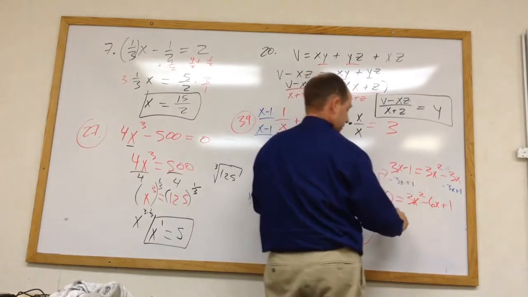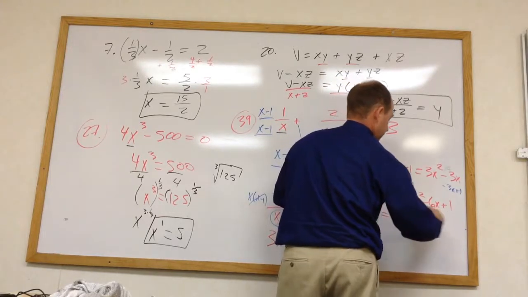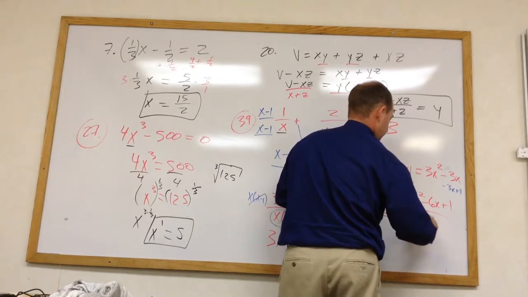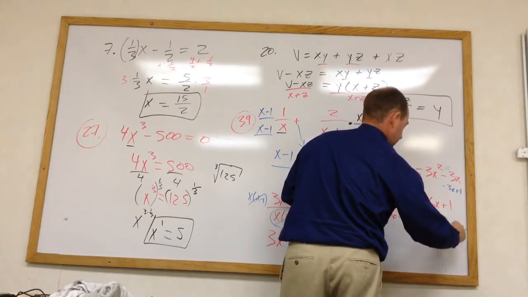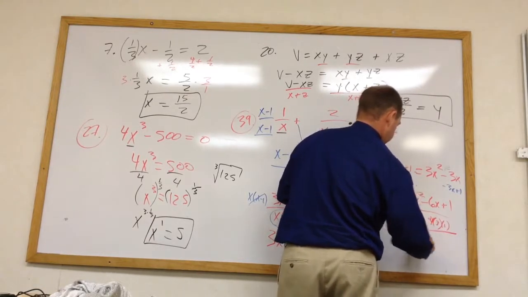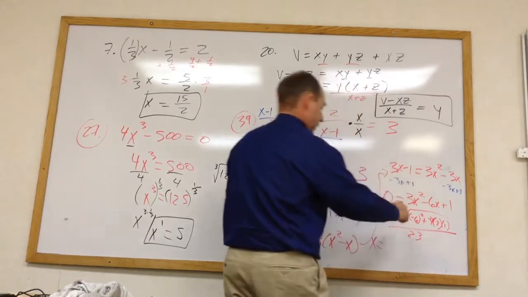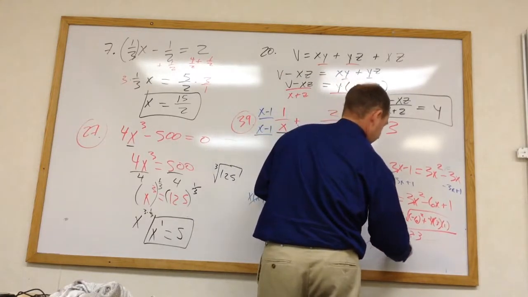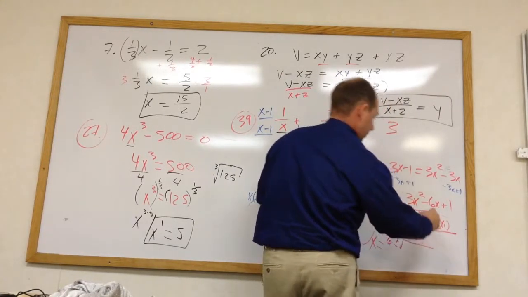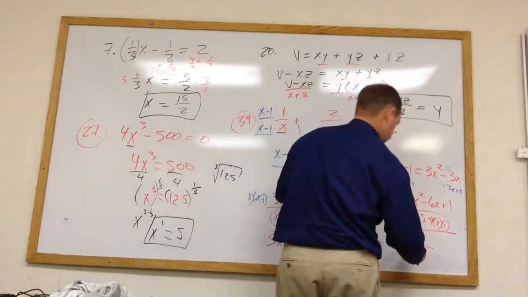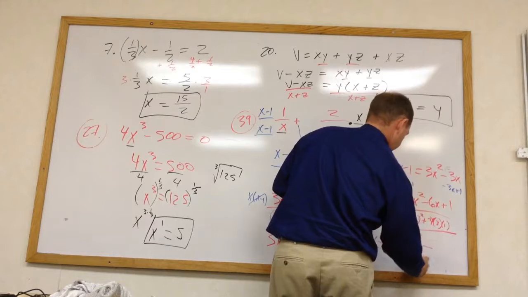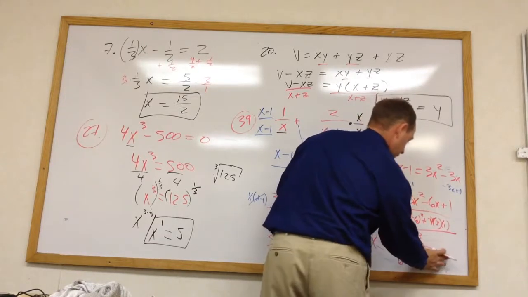X equals positive 6 plus or minus the square root of negative 6 squared plus negative 4 times 3 times 1 over 2 times 3. That's going to be 6 over 6, so it's going to be 6 plus or minus the square root, and I'm going to take a shortcut here. 36 minus 12 is 24 over 6. All right.